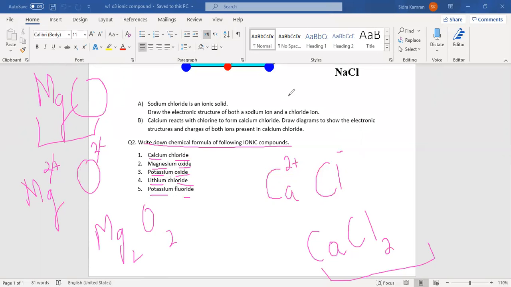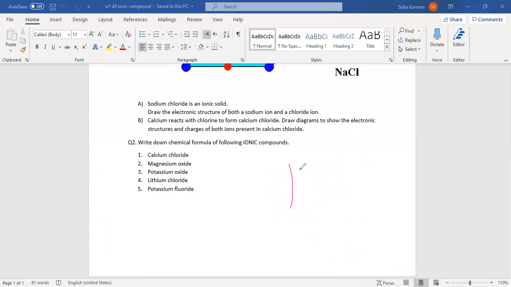Next, we have potassium oxide, potassium K, oxide O. Oxide has a 2 minus valency, potassium has a 1 plus valency. So we have to cross exchange the valencies, so it will be K2O. 2 on the bottom of this element and 1 on the bottom of the other, no need to write 1. So that's why I have written nothing here. So this is potassium oxide.